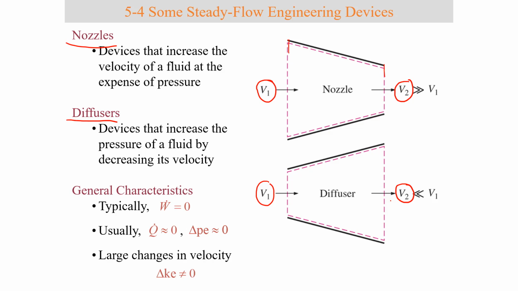And the idea of a first law analysis for a nozzle and a diffuser is that you're exchanging kinetic energy for the enthalpic energy of the fluid. How do I know that? I know that from a first law analysis. So let's go ahead and do this. This is a single stream first law analysis for a nozzle.